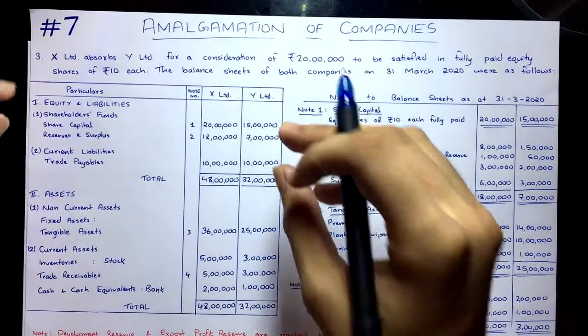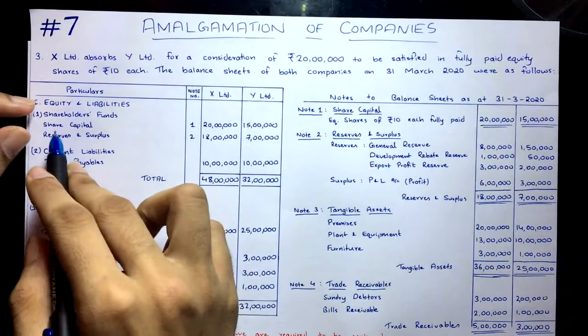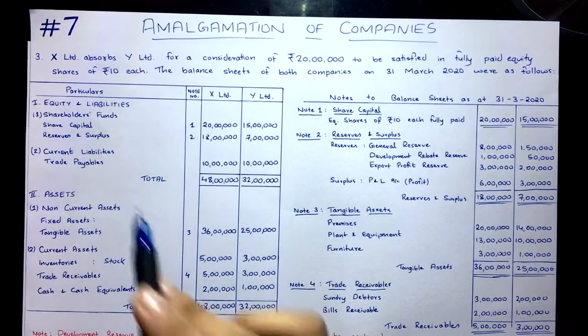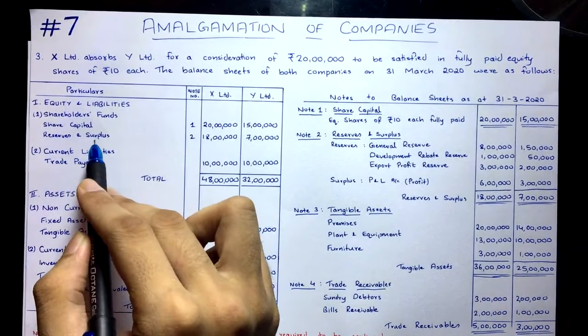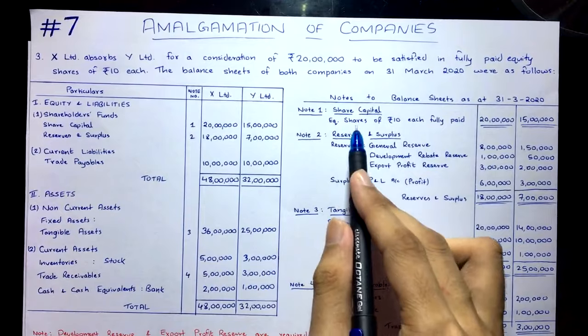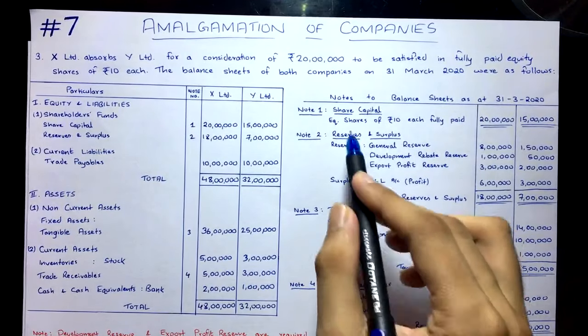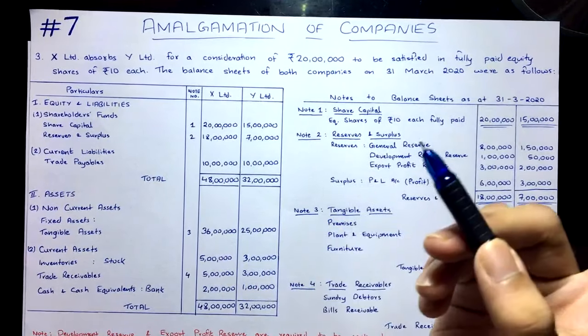Now you are left with the what? Shareholders funds, the share capital and reserves and surplus. Now whose is this share capital and reserves and surplus? Share capital, see here, equity shares. Whose equity shares are these? Equity shareholders. So this will go to the equity shareholders.